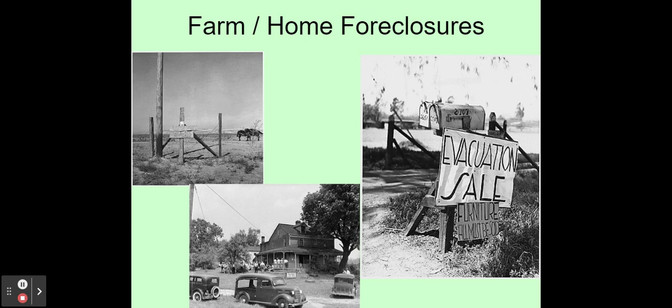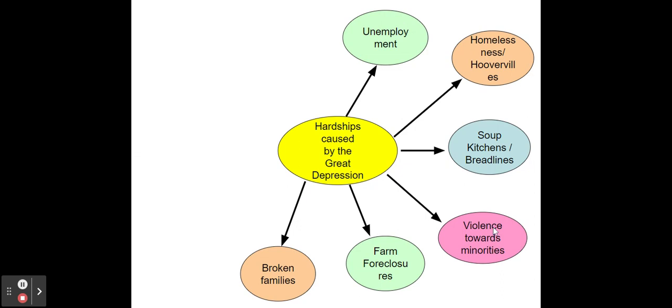All right, and you can see here how nasty it is. Evacuation sale, furniture, all must be sold. But the same thing is happening to farmers in the Midwest because of this condition known as the Dust Bowl.